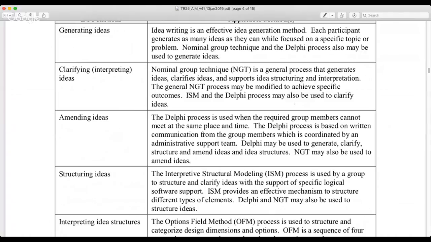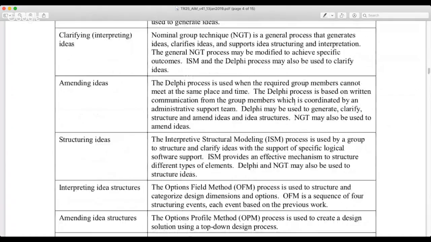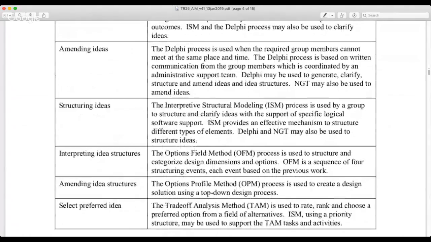In structuring ideas, the interpretive structural modeling process is used by a group to structure and clarify ideas with the support of a specific logic software. So this is where the ISM logic software is used, and it provides an efficient mechanism to structure different types of ideas, and is more efficient than Delphi and NGT because of the logic involved.